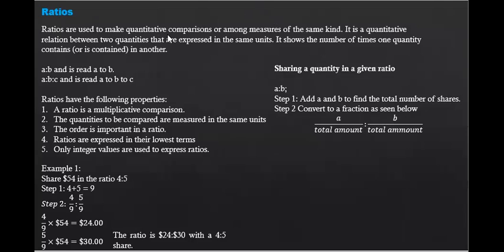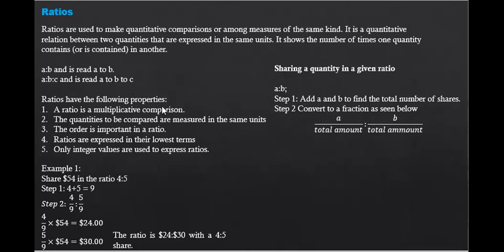Ratios are used to make quantitative comparisons among measures of the same kind. It is a quantitative relation between two quantities that are expressed in the same units. It shows the number of times one quantity contains or is contained in another. So A to B is read A to B, and A to B to C is read A to B to C.